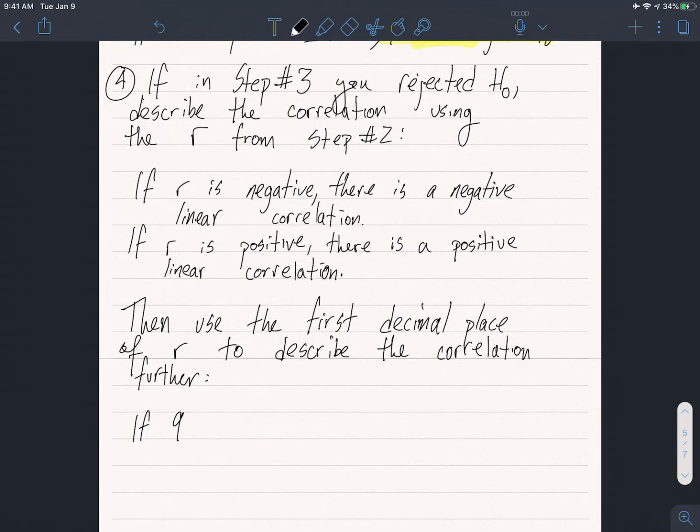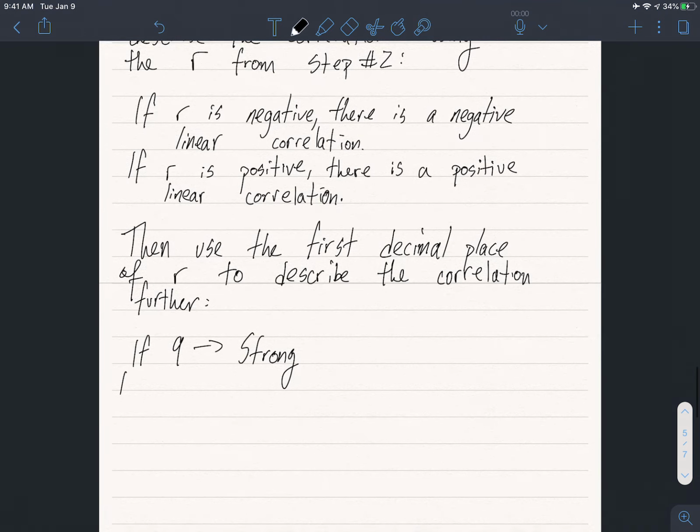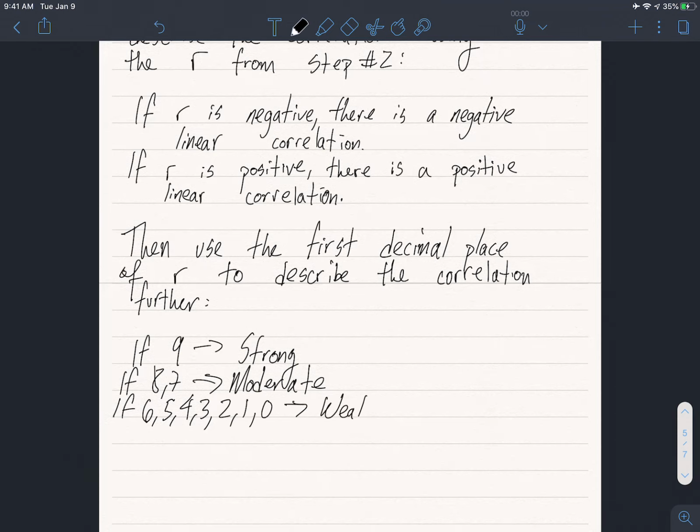If 9, the correlation is strong. If 8, 7, say moderate. If 6, 5, 4, 3, 2, or 1, or 0, I guess, say it's weak. And these numbers, that's just what I would say.